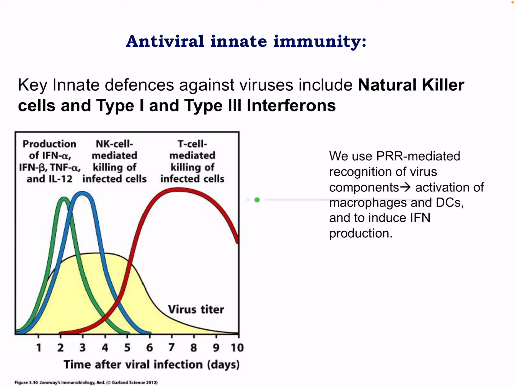So just a quick overview. Our key innate defenses against viruses include our natural killer cells, our NK cells, and the cells of the type 1 and type 3 interferons. So we use PRRs, or pattern recognition receptors, which we discussed last time, mediated recognition of viral components, and this results in the activation of macrophages and dendritic cells, and induces interferon production. So we'll see this IFN, which is interferon, all throughout this lecture.